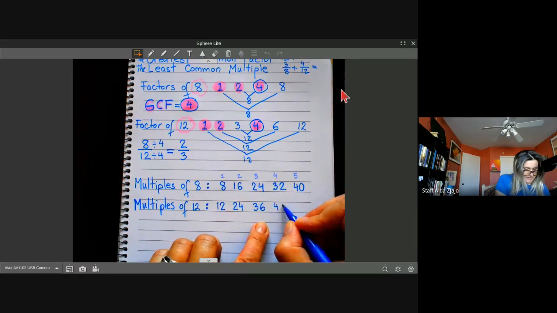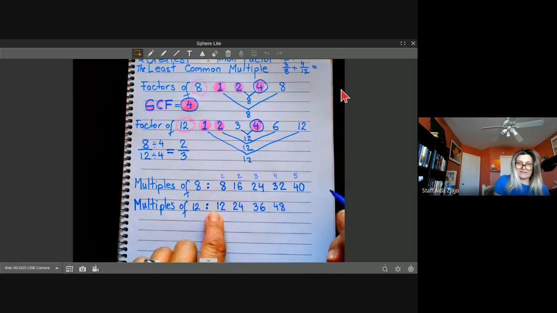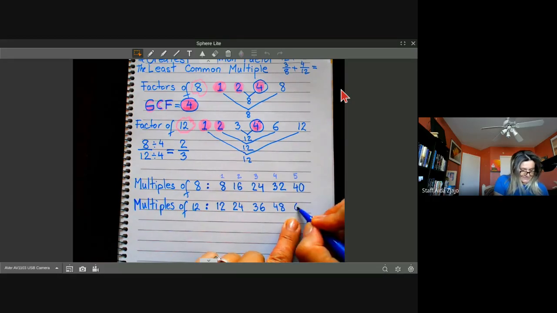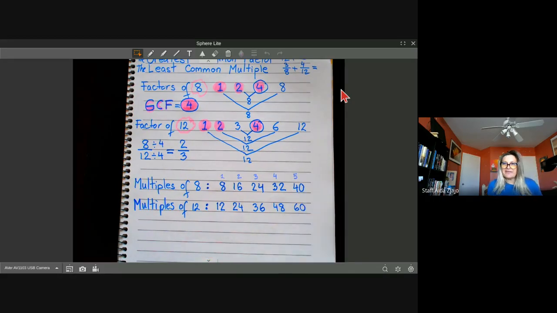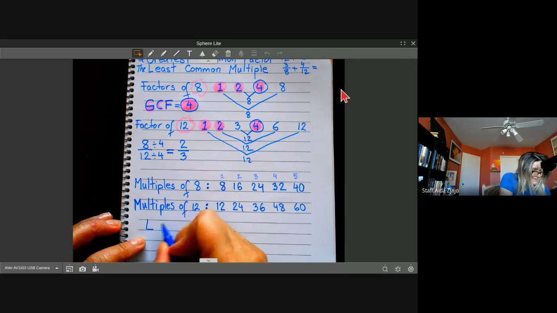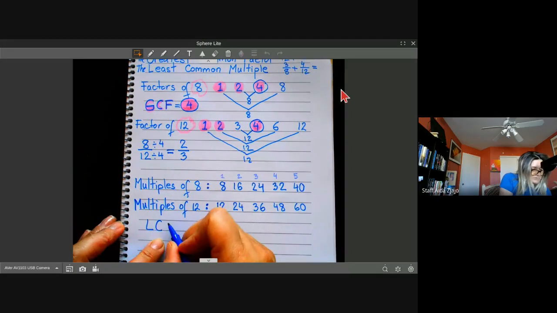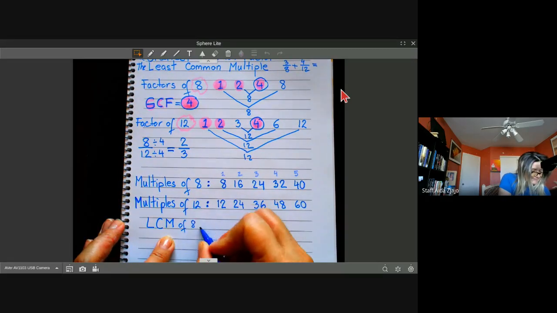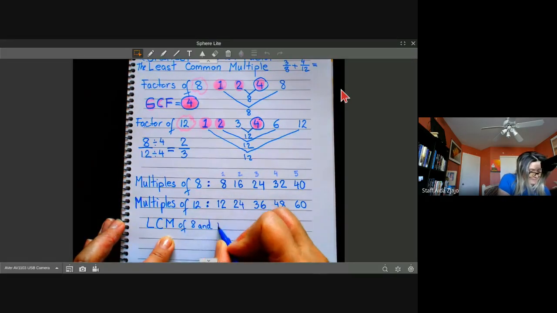48. Bravo. And then 5 times 12 is? 60. You bet. Okay, so I'm going to stop there because I can look at my numbers and I need to find the least common multiple, LCM, of 8 and 12.